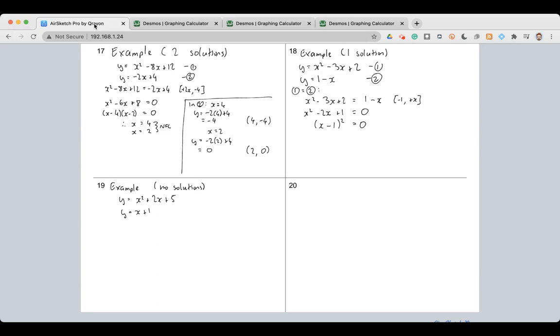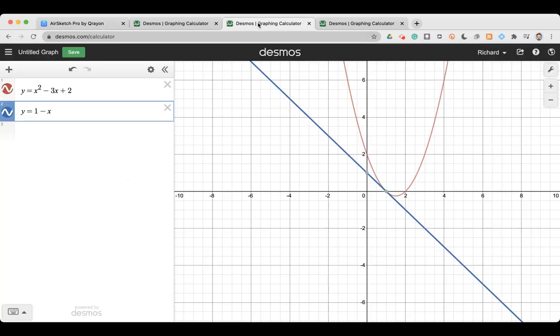We call this a double zero because it's a repeated factor. It's x minus 1 times x minus 1, and it gives us just the one solution of x equal to 1. And then we can substitute into the easiest one, which is y equals 1 minus x. So in equation 2, x equals 1, and we get y equals 1 minus 1, which equals 0. So we've got a solution of 1 comma 0. So that's one solution. And again, over in the graph here, you can see there's the parabola, there's the straight line, and it's just kissing at 1, 0, and otherwise does not touch the graph. So just one solution.